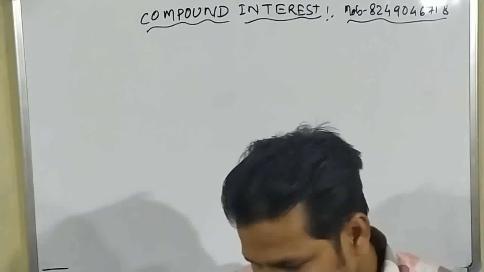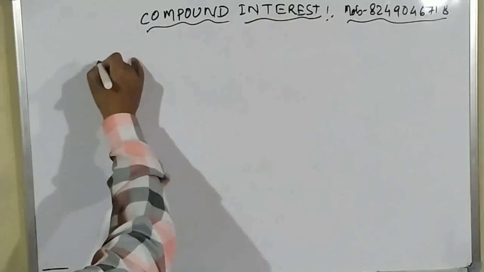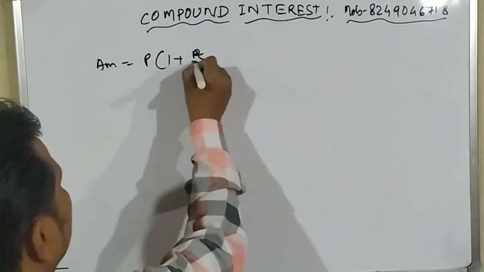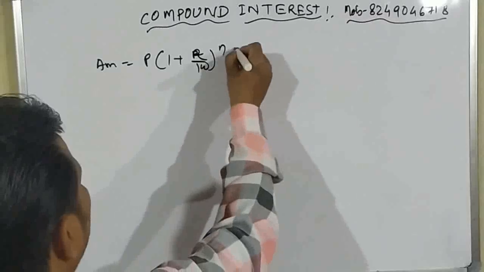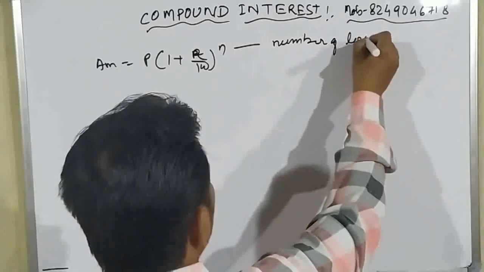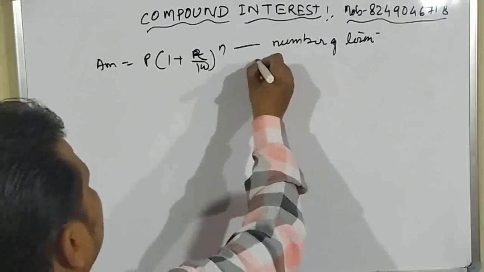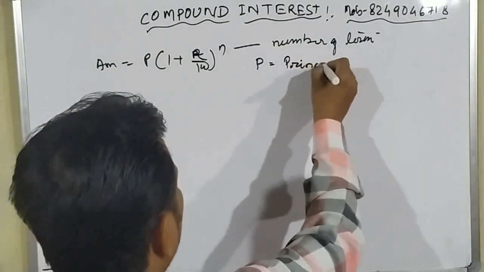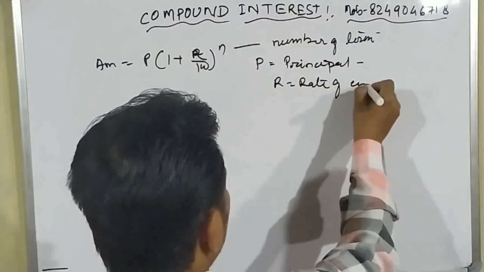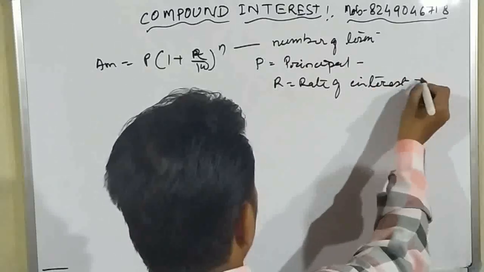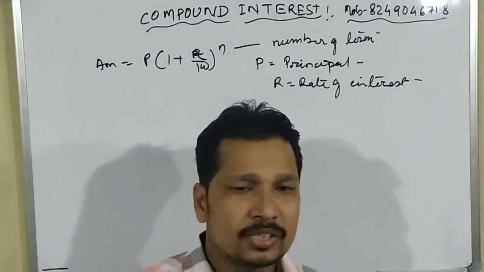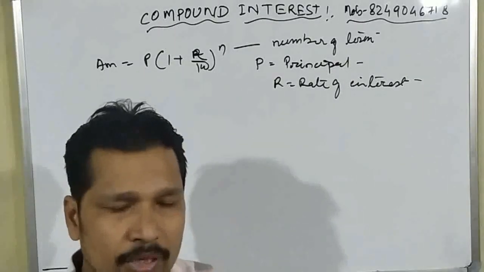And that formula I am writing here. The formula is amount equals principal into (1 plus r by 100) whole to the power n, where n represents the number of terms, P is the principal, and r is the rate of interest. By using this formula, we can find the amount directly, and after that, by subtracting the principal from this amount, we can find the compound interest.